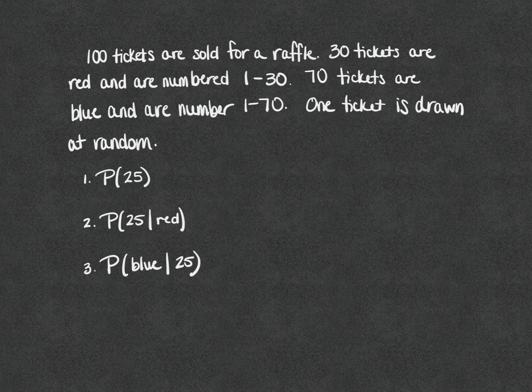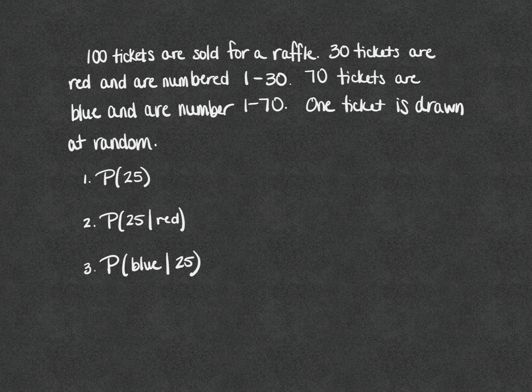So one last example. 100 tickets are sold for a raffle. 30 of the tickets are red and they're numbered 1 through 30. And 70 tickets are blue, numbered 1 through 70. One ticket is drawn at random. So first question, what is the probability the ticket that's drawn has a number 25 on it? Well, this is not a given problem.